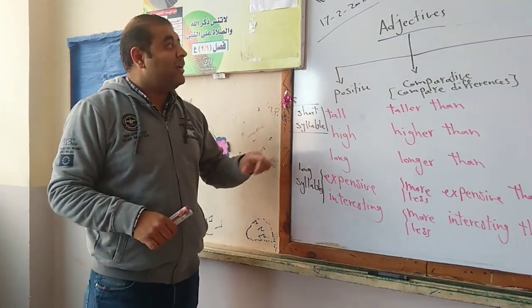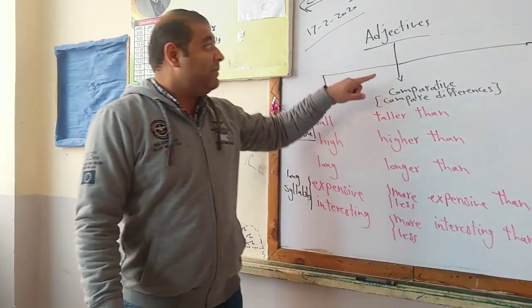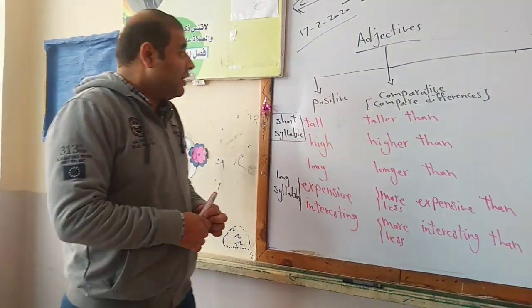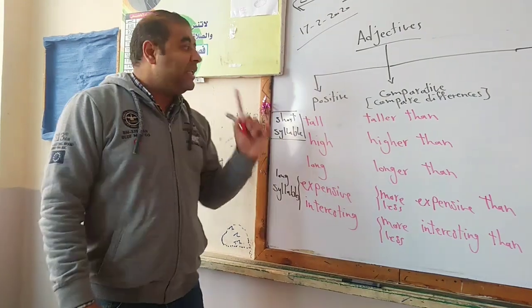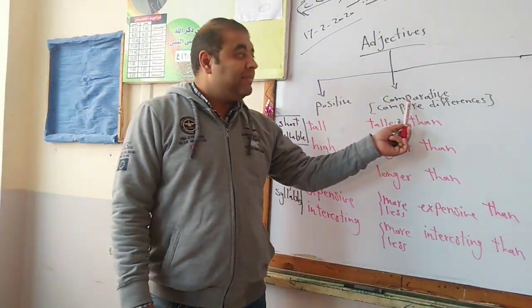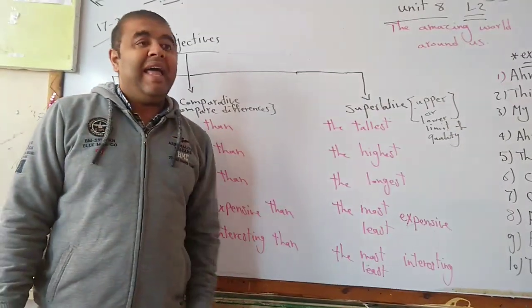Okay, today we are going to talk about an important topic. It's adjectives and how to use adjectives to make sentences. First of all, we have three kinds of adjectives: positive adjectives, comparative adjectives, superlative adjectives.